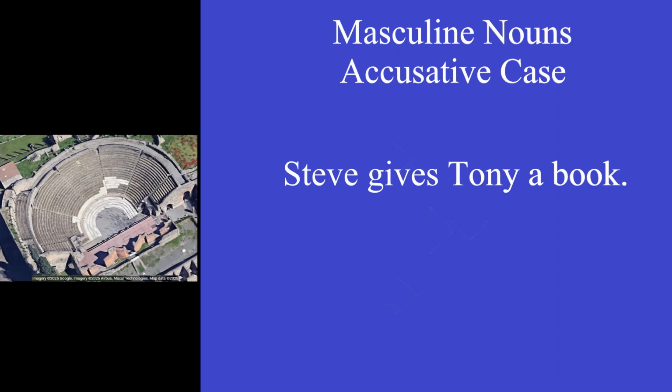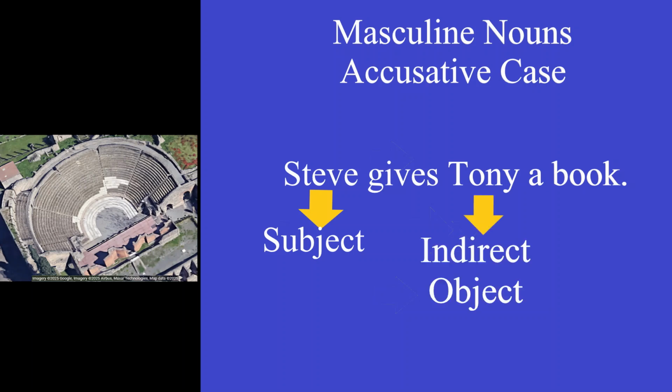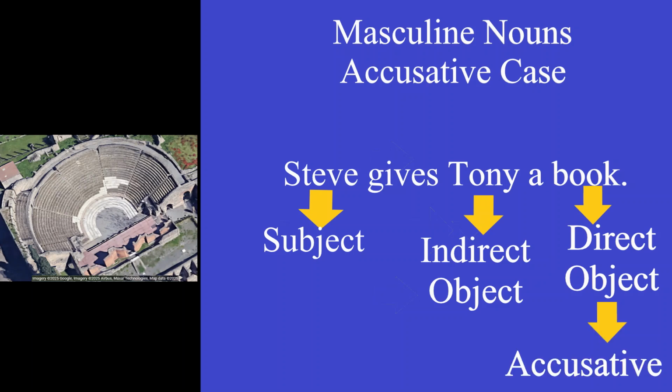Now, let's look at the accusative case. The accusative case usually shows direct objects. If we look back at the example sentence, Steve gives Tony a book, we have seen that Steve is the subject, Tony is the indirect object, and then book is the direct object. Book would thus be set in the accusative case.